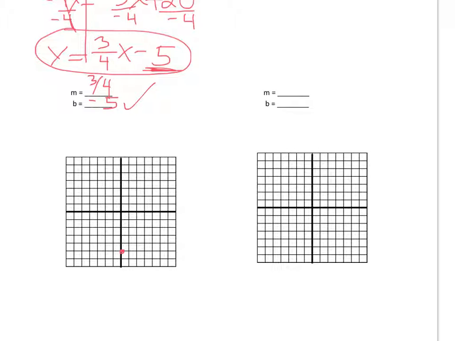Then I'm going to use the slope 3/4. Since it's positive, that means I'm going to go up 3 to the right 4. Right? Rise over run. So I start from this y-intercept. I go up 3, 1, 2, 3, to the right 4, 1, 2, 3, 4. So there, I'm going to get a point right there. Here we go. All right, so there it is. I use the slope to get the second point, connect it, and we have our line.